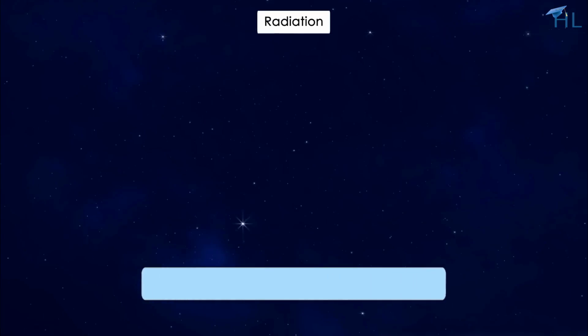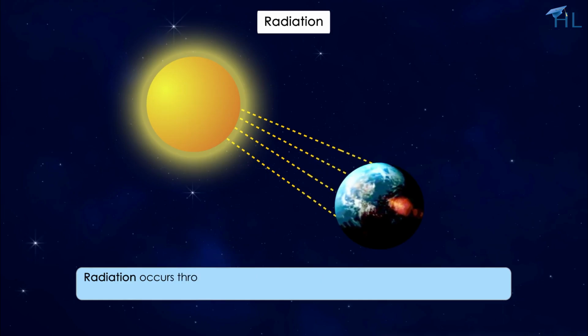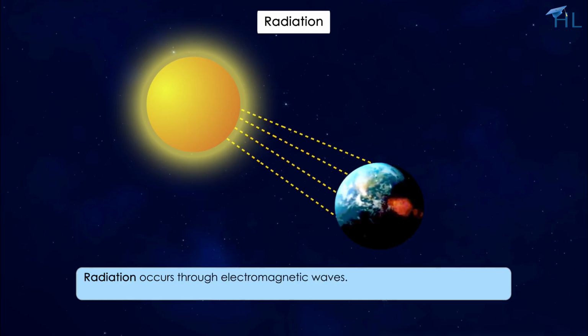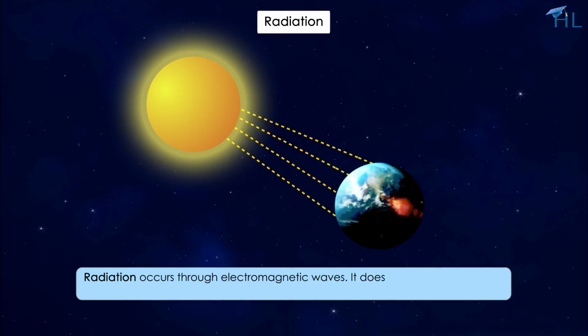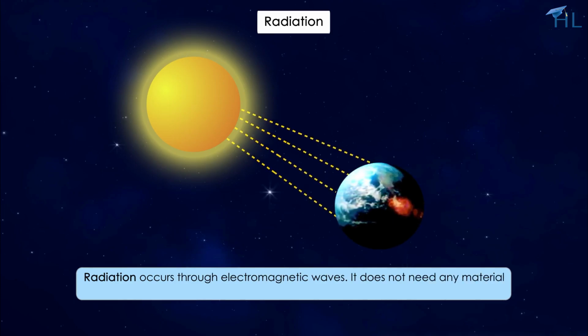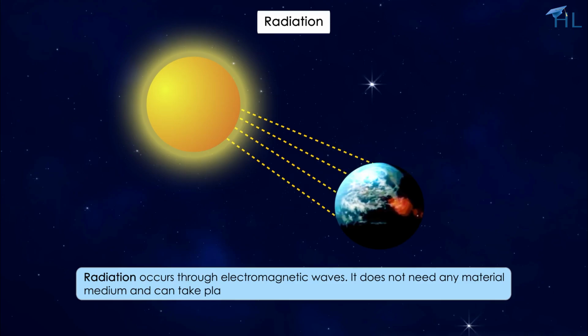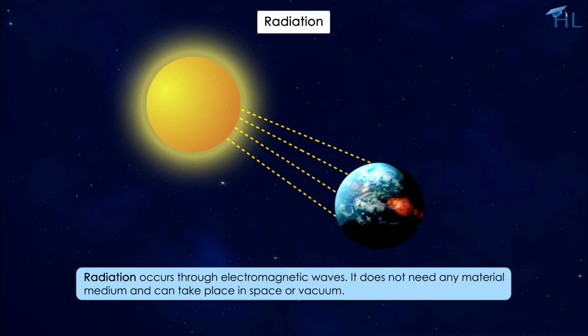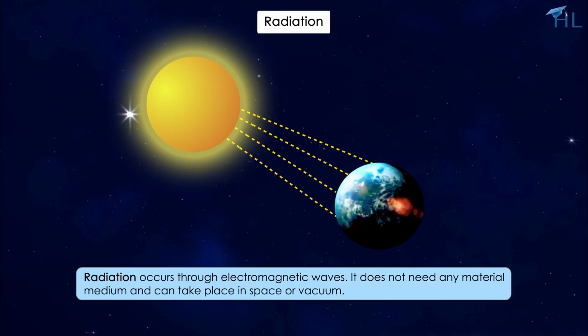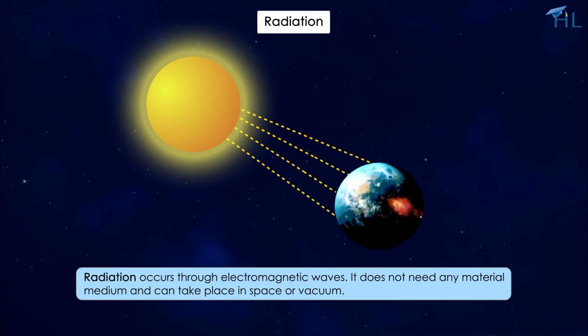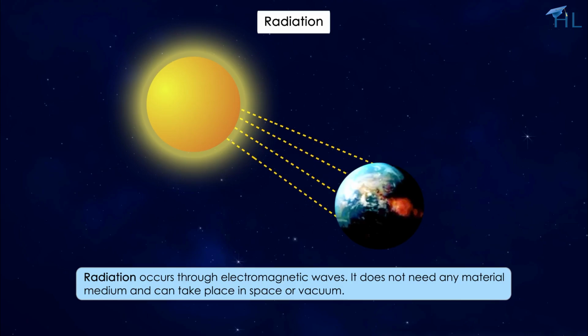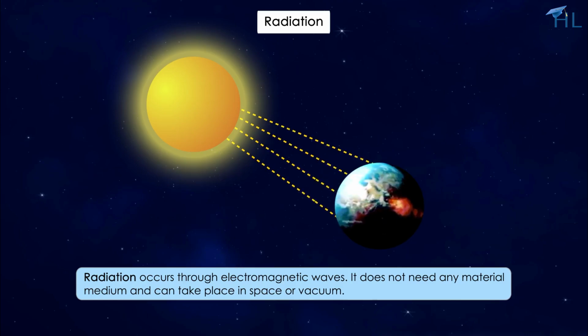Finally, let us understand radiation. Radiation occurs through electromagnetic waves. Radiation does not need any material medium and can take place in space or vacuum. This is how heat and light from the sun reach Earth, traveling across the vacuum of space.